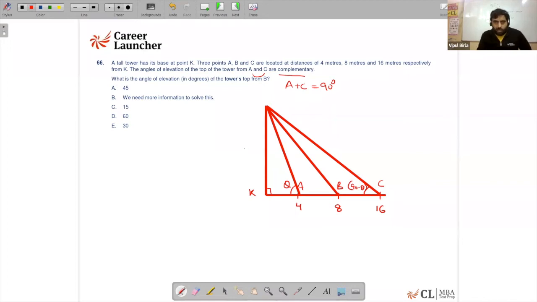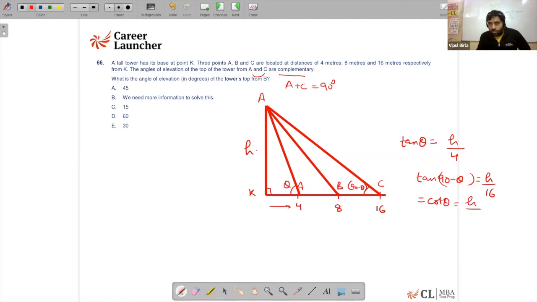Let's say the height of the tower is h, and this point is A. If I take the first smaller triangle, tan theta is equal to perpendicular, that is h, upon base, which is 4, because this distance is 4. While if I take the third, where the angle is 90 minus theta, tan of 90 minus theta is equal to h upon 16. And I know tan 90 minus theta is equal to cot theta. So cot theta is h by 16, or tan theta is 16 by h.